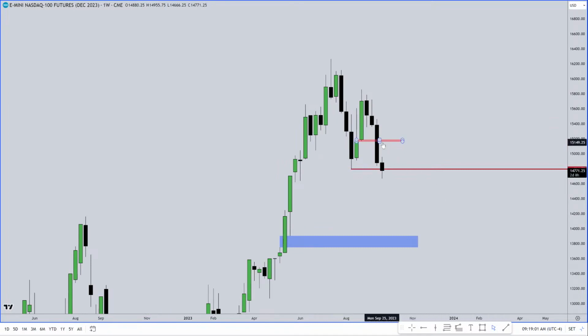Barring any run on a closing basis here above that weekly volume imbalance. Okay. Why am I picking that? Because we have this week's high. That's a PD array. You guys are really learning some stuff today.